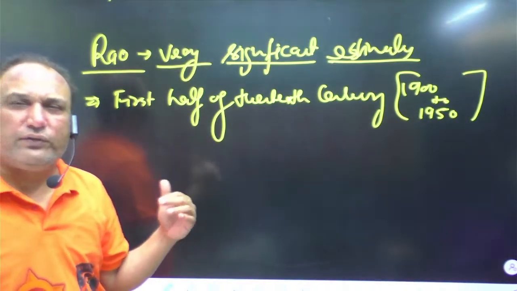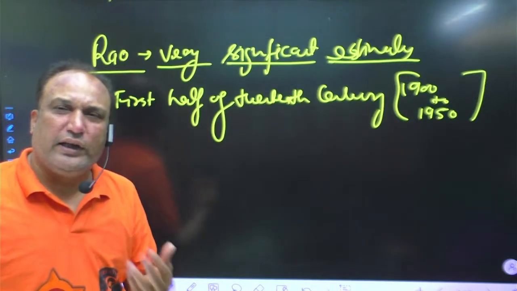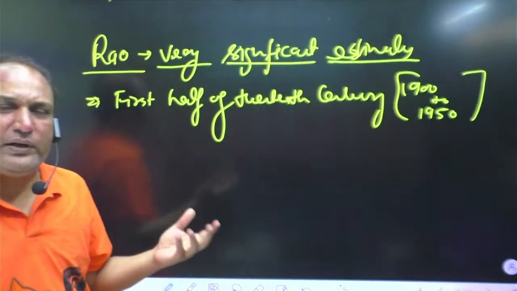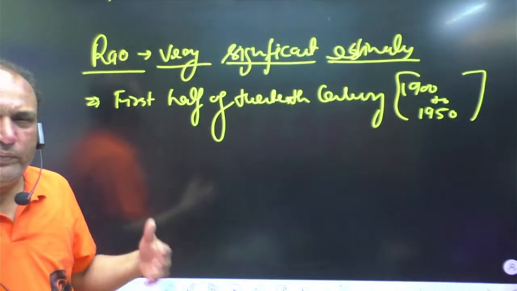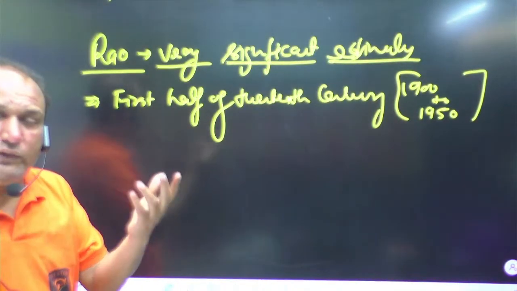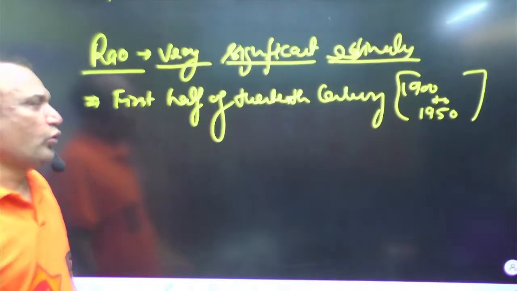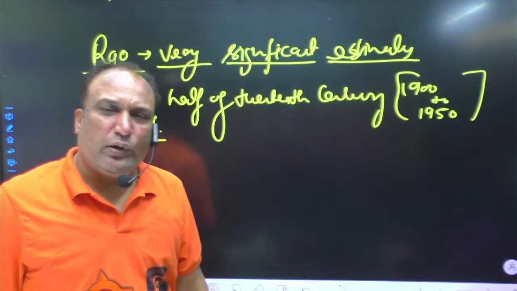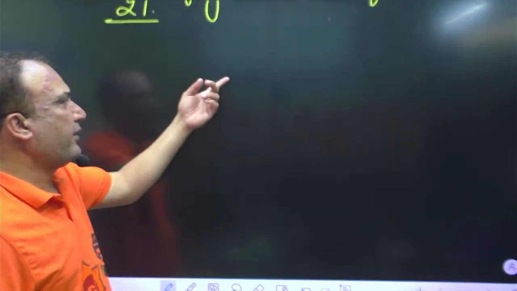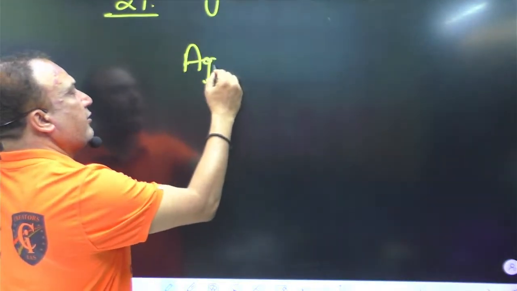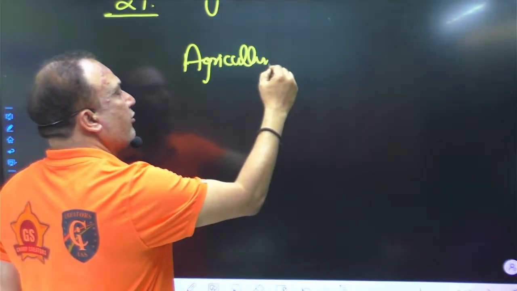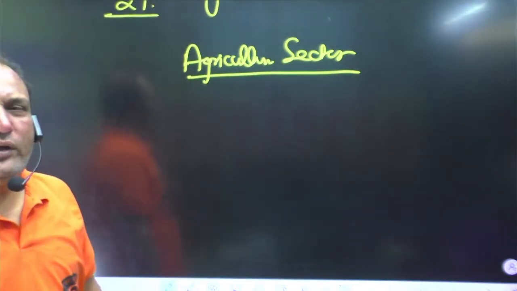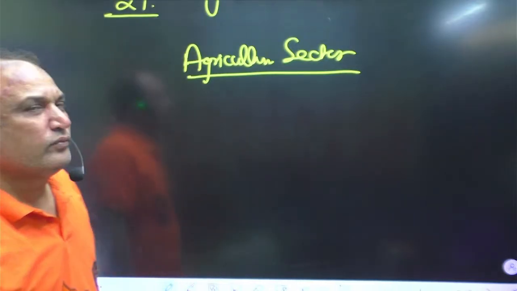So in the first half of the 20th century, growth was less than 2%, coupled with a half percent growth in per capita output per year. We are talking about the first half of the 20th century, approximately 2%. Now when we talk about the agriculture sector, what is the real meaning of the agricultural sector?